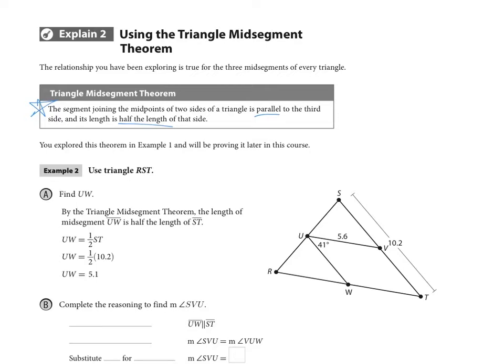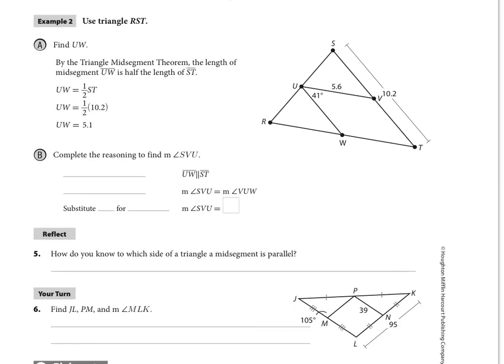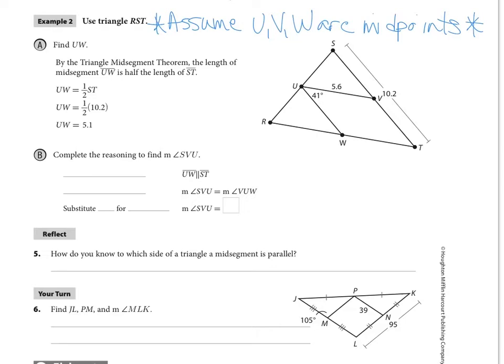In example 2, we're being asked to find the length of UW in this diagram, triangle RST. It doesn't actually say it, but you may want to add this to your directions here, that it is safe to assume that U, V, and W are midpoints. There's no actual markings on the diagram to show that, so you need to have that as a written assumption before you begin.